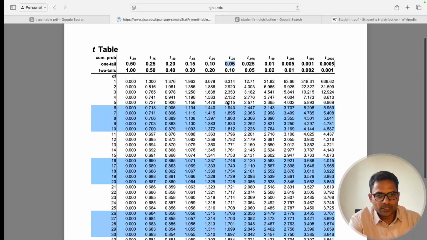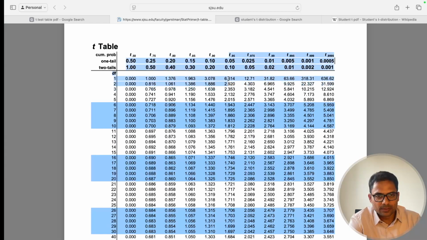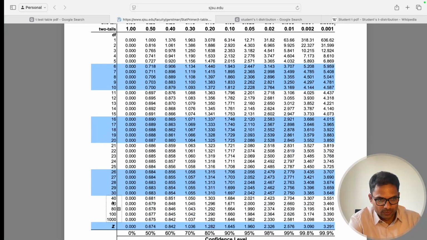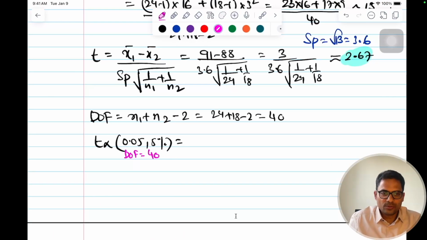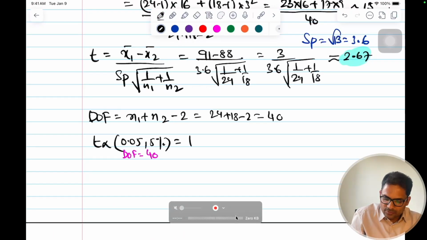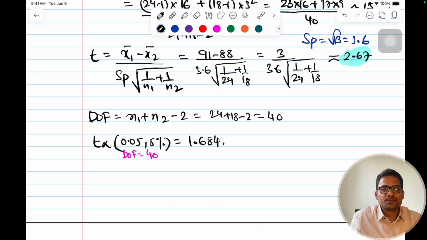And then here you go, just down in this column, here in this value, and go to 40. If I keep traveling in the 0.05 column and come to 40, this will be 1.684. If you see the value, I'll highlight this: 1.684. So this will be equal to 1.684, see the table.